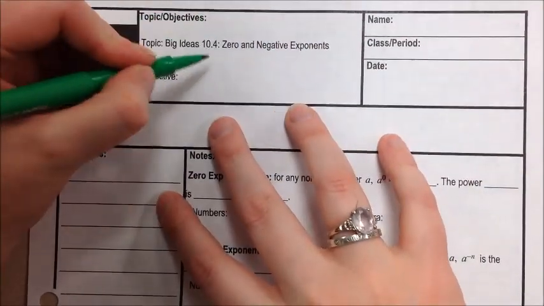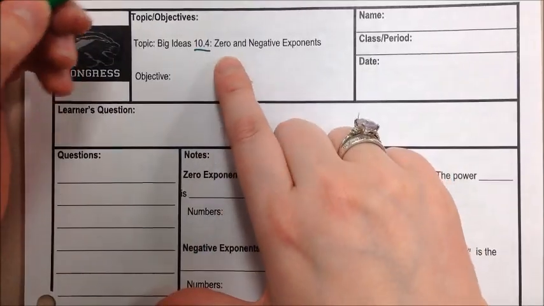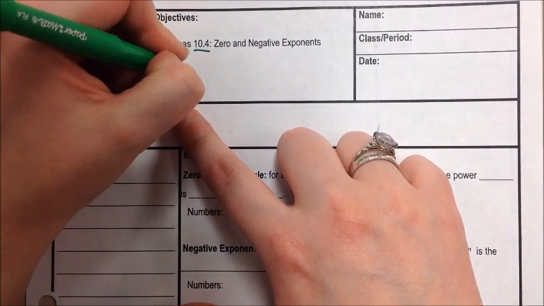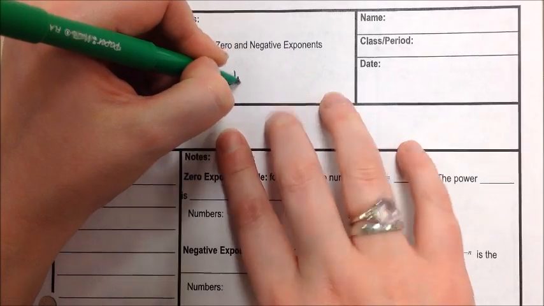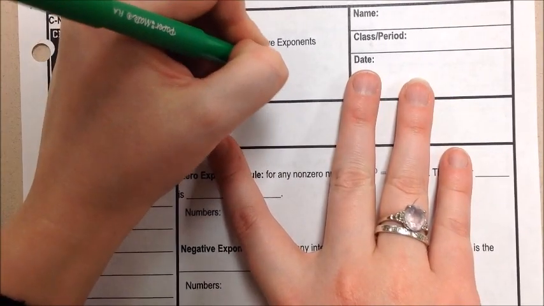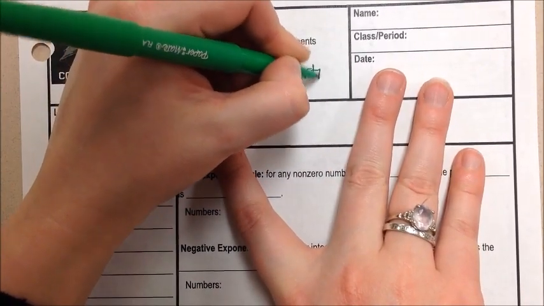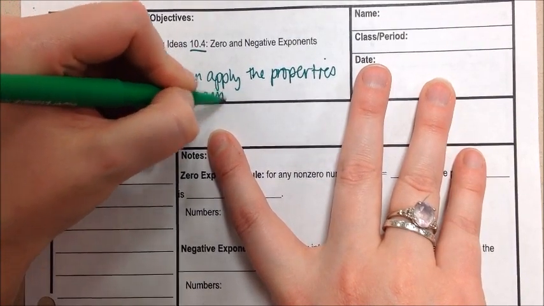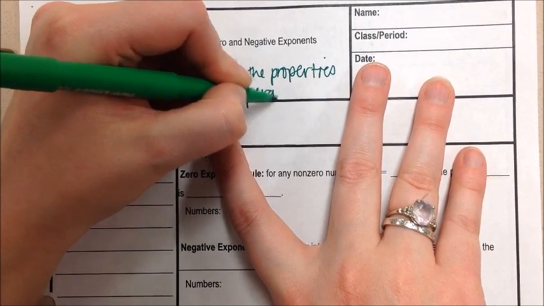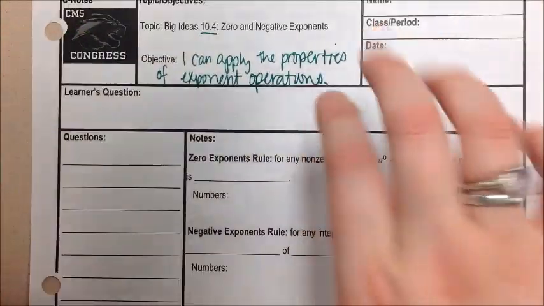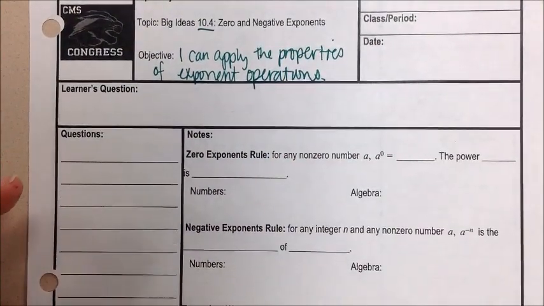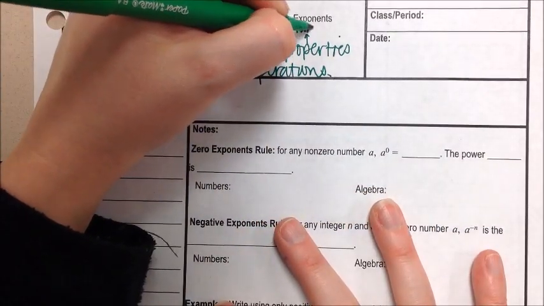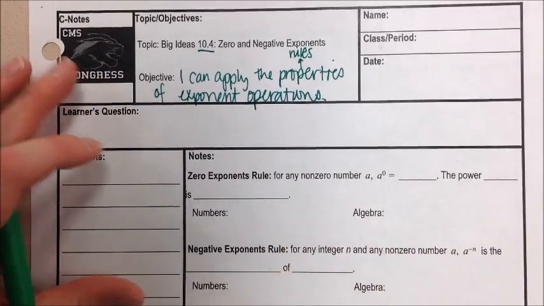Okay, so today we're doing Big Ideas section 10.4, which is zero and negative exponents. Our objective is: I can apply the properties of exponent operations. Today we're learning the zero and negative exponent properties, or rules. You might see the word rules instead of properties.